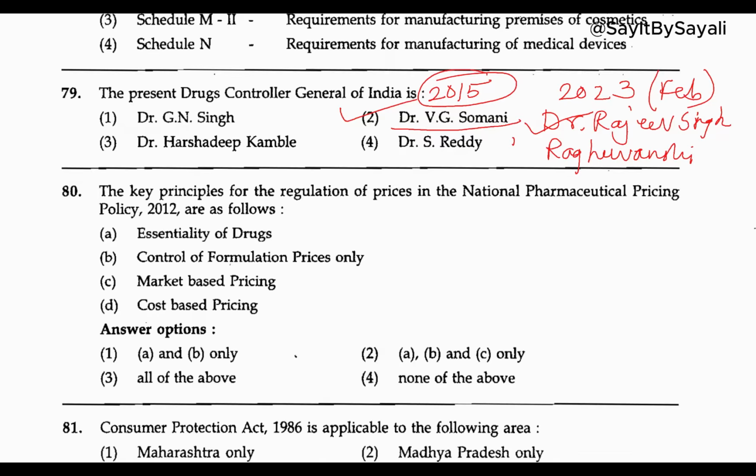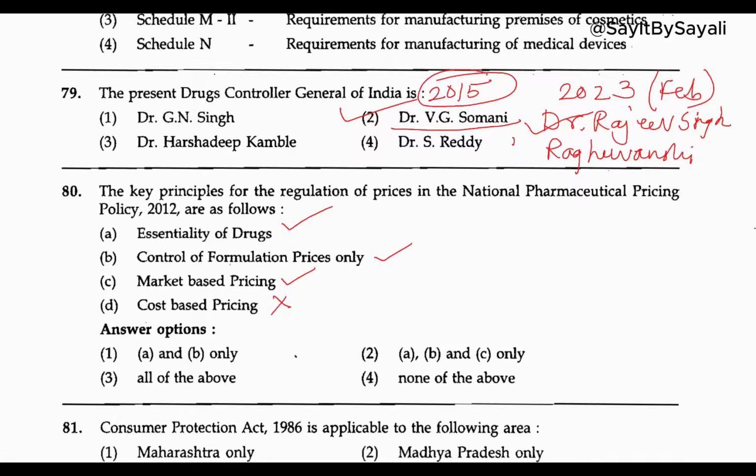Question number 80. The key principles for the regulation of prices in the National Pharmaceutical Pricing Policy 2012 are as follows. A. Essentiality of a drug, correct. B. Control of formulation prices only, correct. And C. Market-based pricing, correct. And D. Cost-based pricing, no. It is not involved in that.